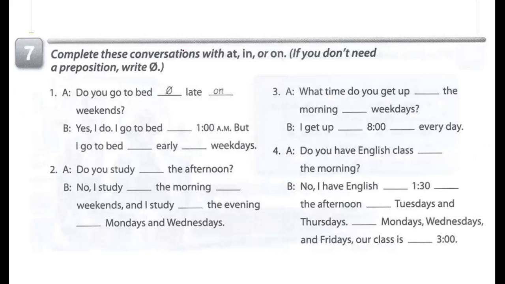Nice. So what you're gonna do right now is complete these conversations with at, in, or on. Or in this case, if a preposition is not necessary, you don't have to use anything over there. Remember that you have four conversations. You have conversation one, conversation two, number three, and number four. And all you gotta do is use at, in, or on. And sometimes you leave it empty, ¿verdad? Lo deja vacío, ¿verdad? Empty or in blank, all right?